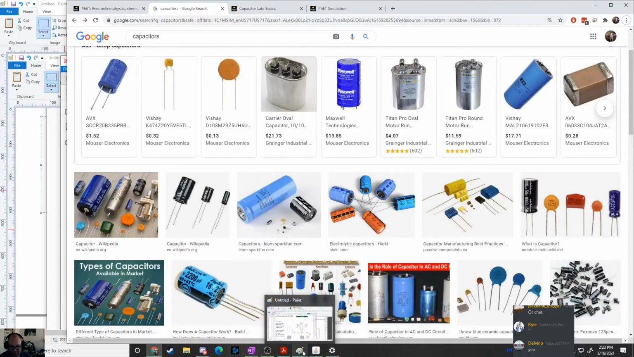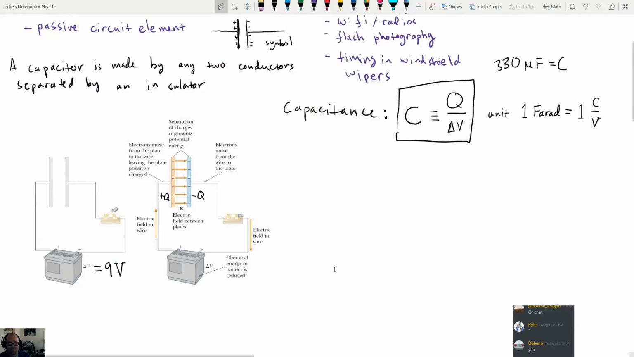Kind of like how coulombs is a lot of charge. Okay, where's one node here? There we go. Okay. So that's the definition.